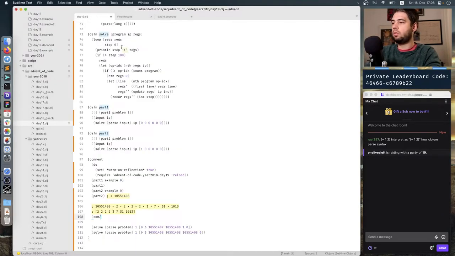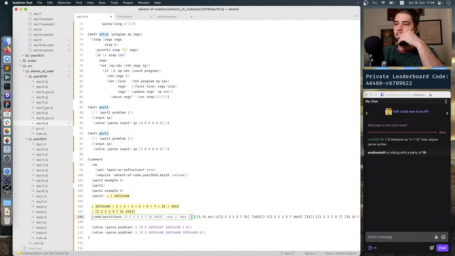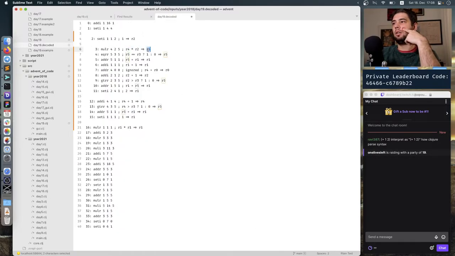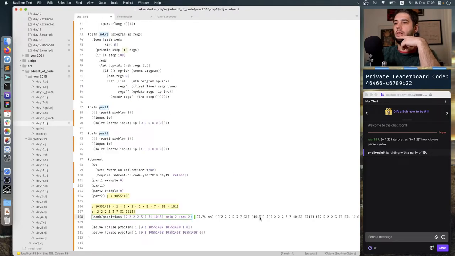So it's kind of comb partitions min 2 max 2. Right. So like left number might be multiplication of this, and right number might be multiplication of just this. Then we multiply. We get R5, R5 equals R3, we get one here. If we get one here, we jump over this one, we get to here, and we add R4 to R0, so we add the second number, right?